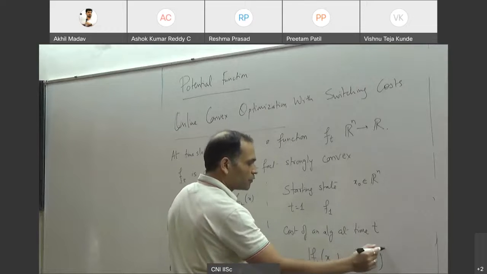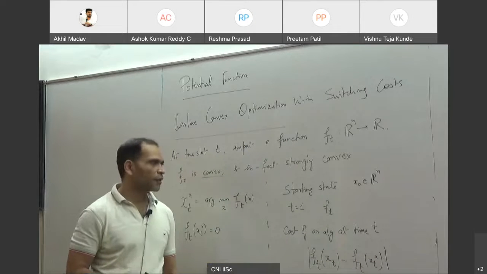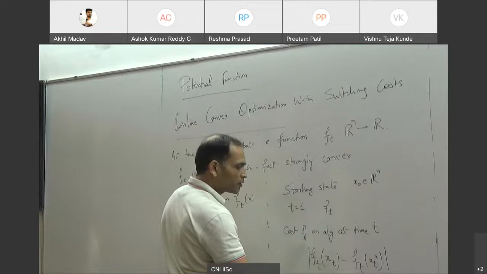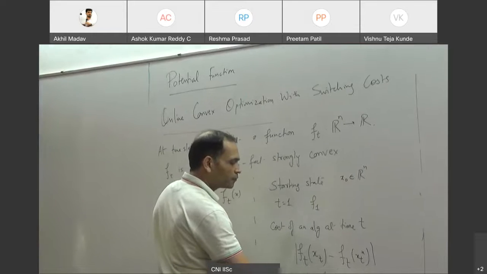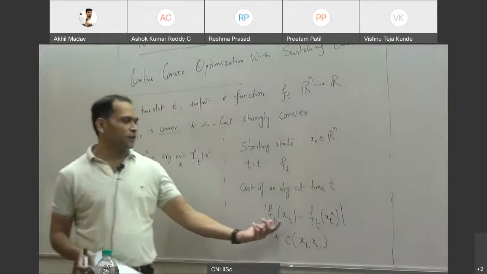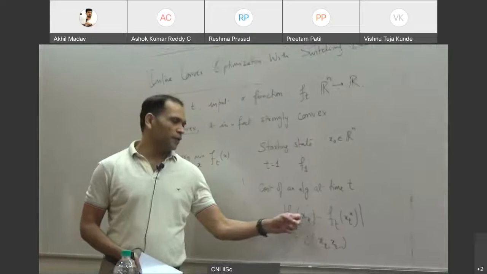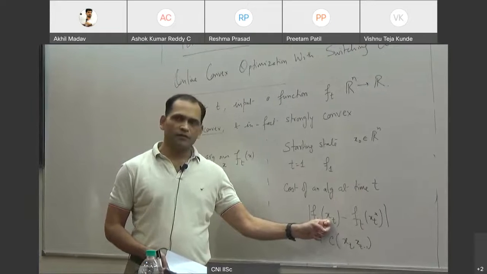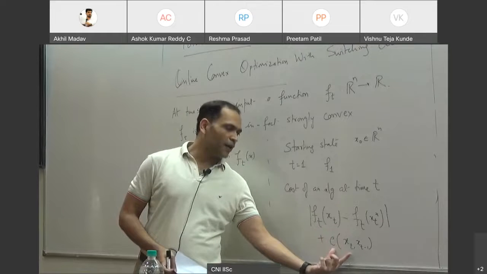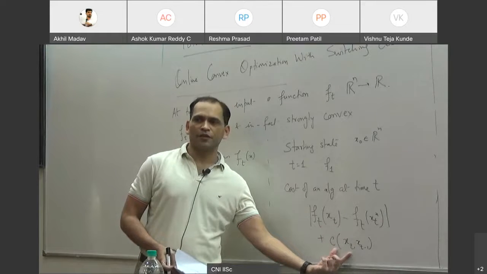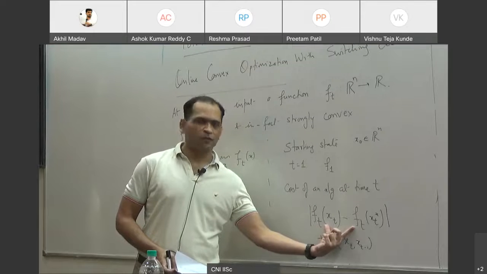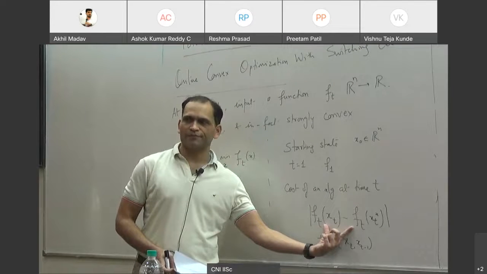So this model is some function c of x_t and x_{t-1}. That's my cost at time t. So this is the suboptimality cost. I'm choosing a variable x_t, which also belongs to R^n. This will tell me how far I am from the optimum. This is telling me how much I have moved since the previous step. So this is the switching cost. This is what is called as the hitting cost. You can also think of it as suboptimality cost.